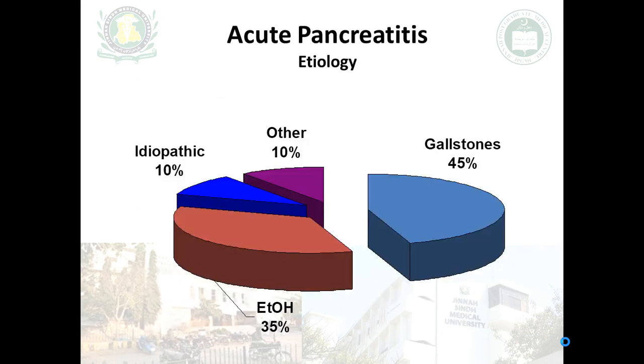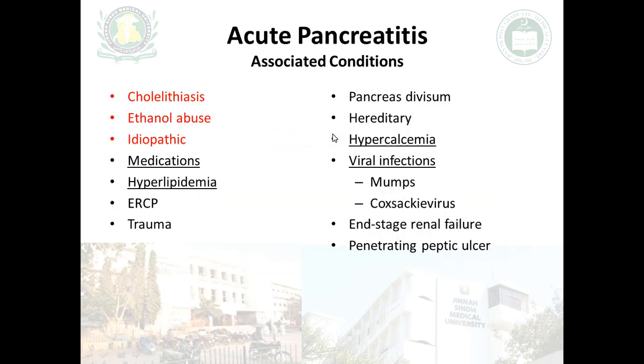If you see the etiological diagnosis of acute pancreatitis, you can see here 45% are secondary to gallstones and 35% are secondary to alcohol abuse. So 80% of the cases are secondary to these two conditions, while 10% are idiopathic and 10% due to other causes. So what are those 10% other causes?